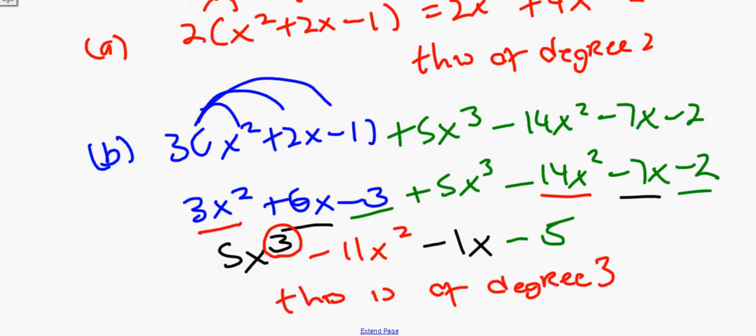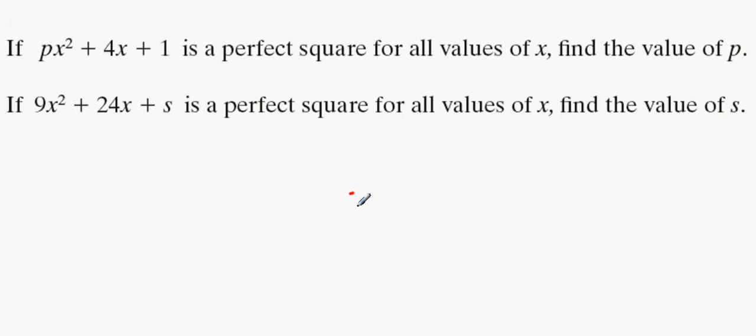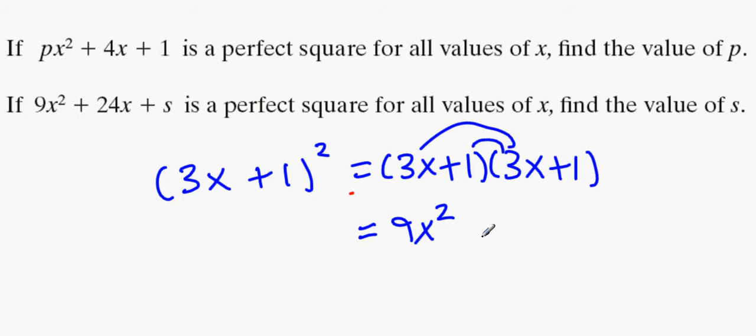Okay, next question. Now, perfect squares. Just a quick bit about perfect squares before we begin. This is an example of a perfect square. You'll notice we end up multiplying it out twice. When we multiply it all out, we'll get 9x squared, and we'll get 6x in the middle because the two 3x's will add together, and then we'll get plus 1 at the back.